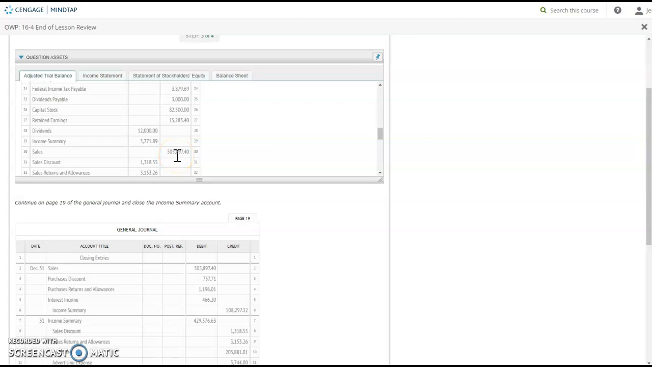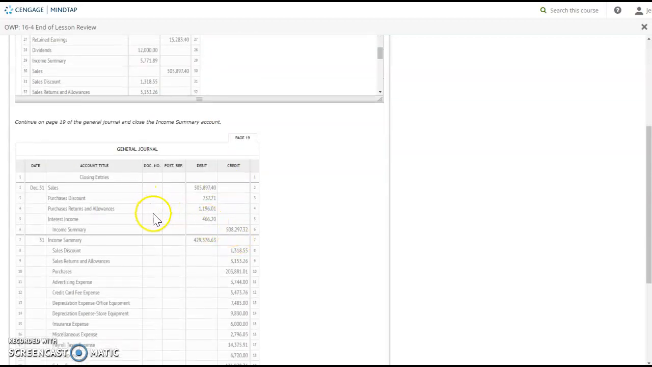When we look at our income summary, we have a debit balance of 5,771.89. Okay, now I see when I look at these closing entries, I'm going to credit income summary. So if I have a debit balance and a credit, I'm going to subtract 508,297.32. That's going to give me a negative number.